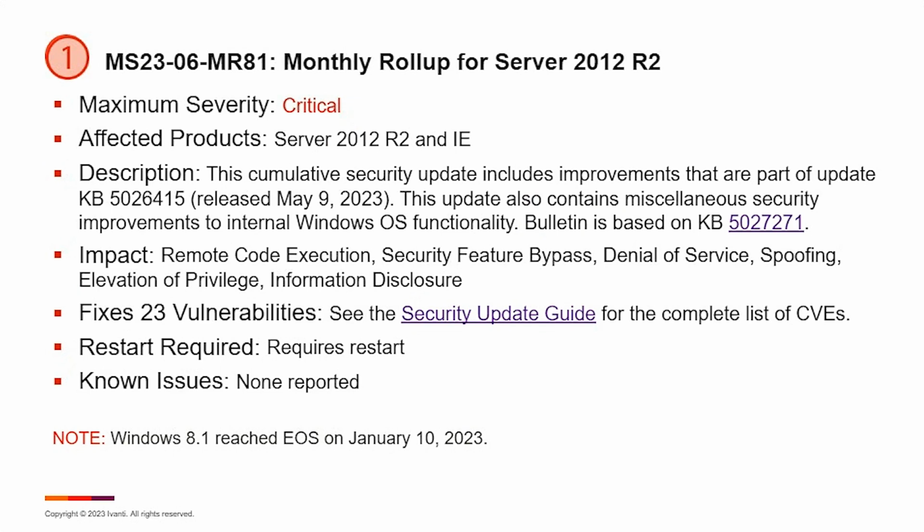We did see 23 vulnerabilities addressed in Server 2012 R2 this month. Again, a note that Windows 8.1, which also has the same operating system kernel as Server 2012 R2, was put on end of support back in January of this year. Not a very popular end user operating system. Microsoft decided not to support it moving forward, so it has reached end of life as far as January goes.